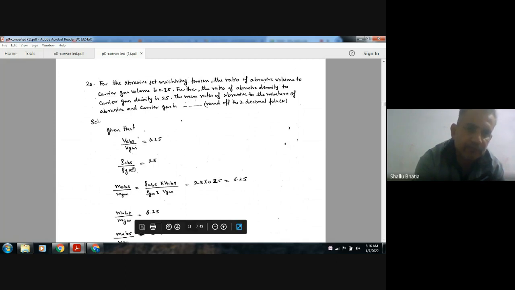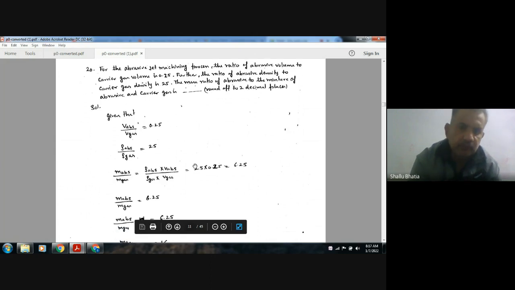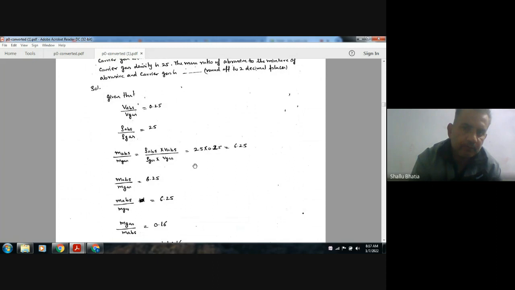So mass of abrasive is just rho into volume, divided by mass of gas, which is also rho into volume. So it will be 25 times 0.25. So the ratio of mass is here 6.25.